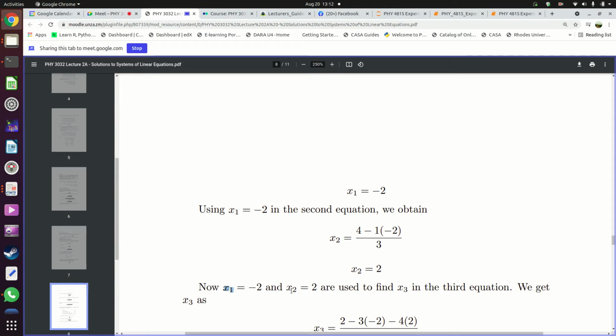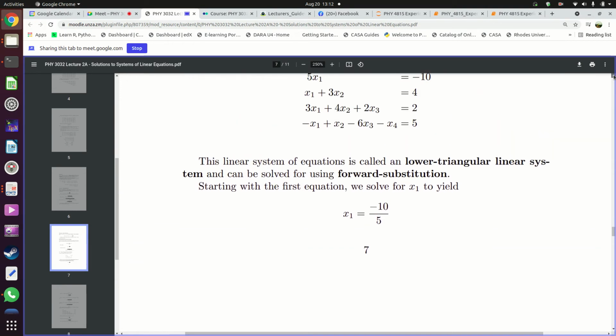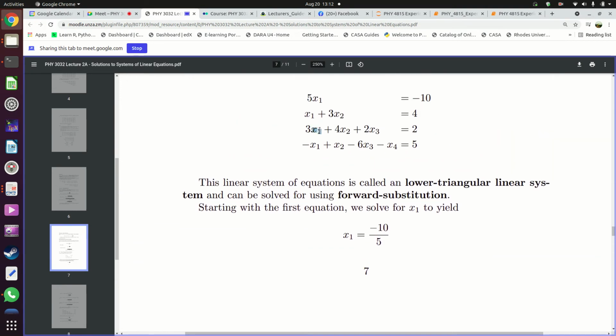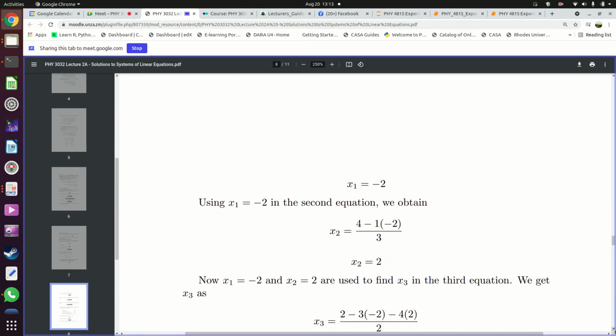You can use x1 equals minus 2 and x2 equals 2 in the third equation so that you can find your x3. You know what x1 is now, you know what x2 is, so you can use these values to find your x3. You transfer these terms to the other side, so you have 2x3 equals 2 minus 3x1 minus 4x2, the whole thing divided by 2, so x3 equals (2 minus 3x1 minus 4x2) divided by 2.